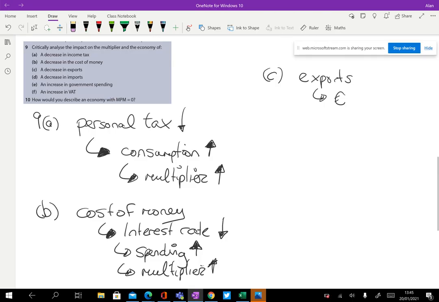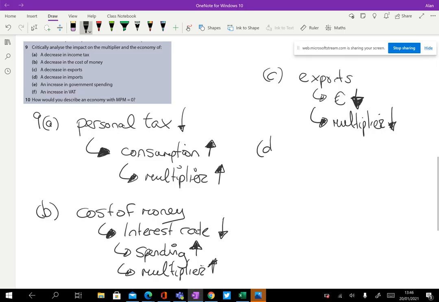However, if there's a decrease in exports, which is what the question says, is there more money in the economy? No, which means the money in the economy falls. So a decrease in exports means a decrease in money that's coming into the country. If there's a decrease in money coming into the country, what happens to the multiplier? It falls, because there's not as much money circulating throughout the economy.